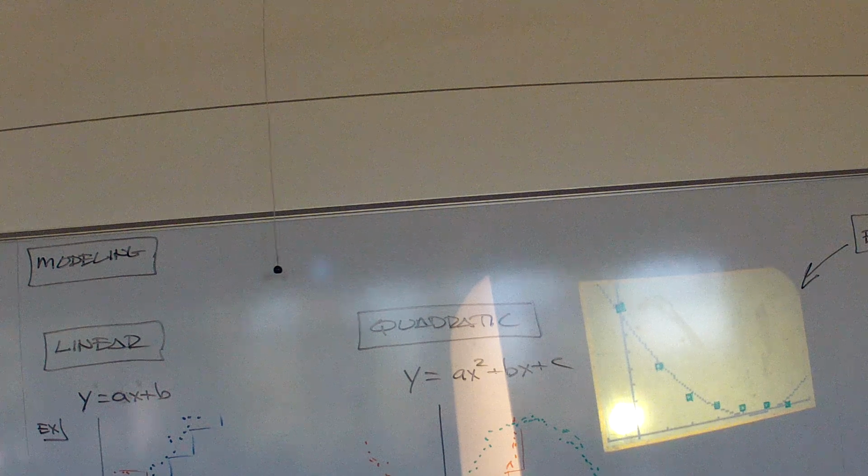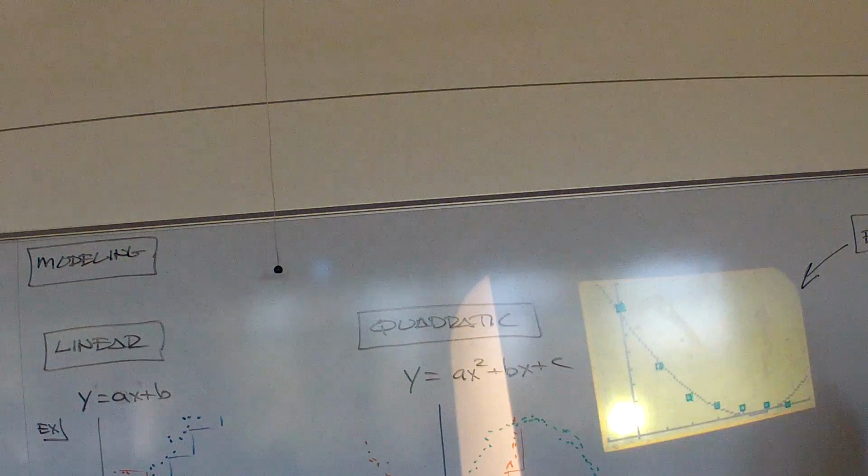Now, let's find that guy in our TIs. This is the last regression we'll do in here together. So, when you go to your TIs, you're in the same window, the same menu, your calc menu.